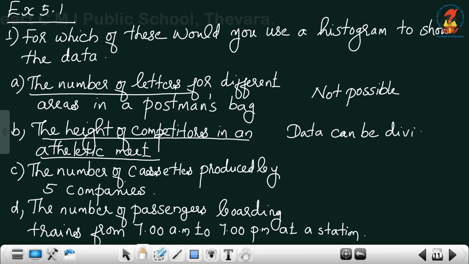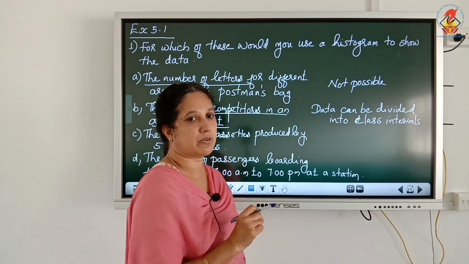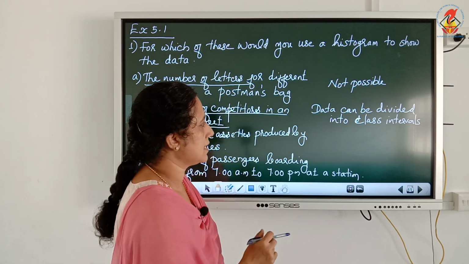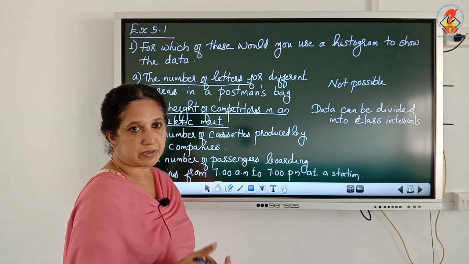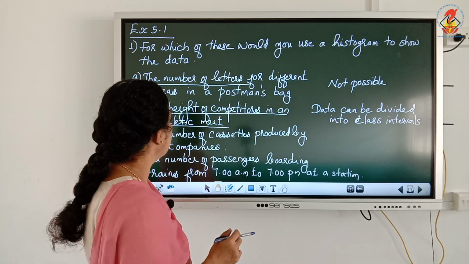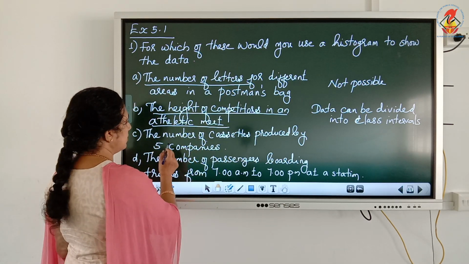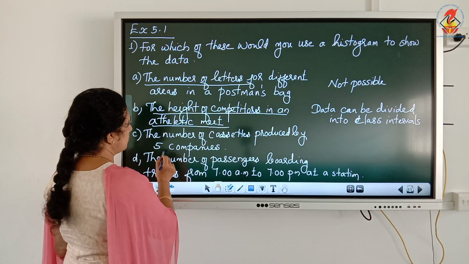Data can be divided into class intervals or different groups, groups of equal size. So the groups we can call the class intervals. So we can write down the answer as: data can be divided into class intervals. It is possible. Then third one, the number of cassettes produced by 5 companies.